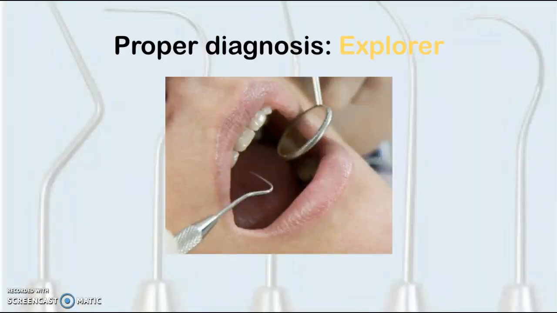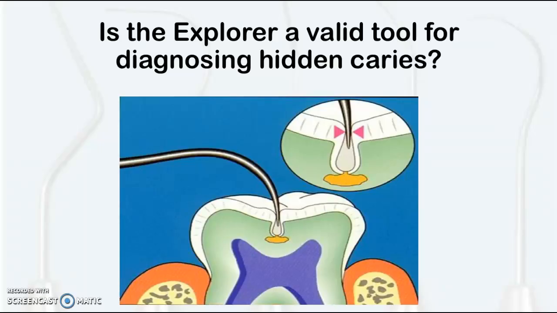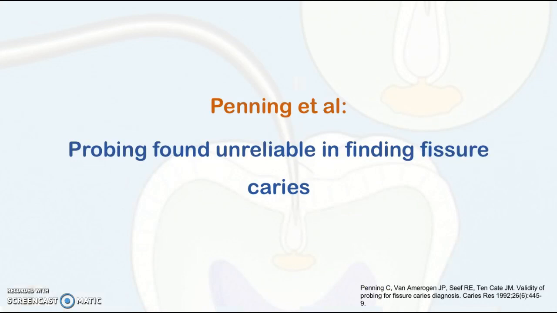So, what about diagnosis by explorer? Can we find hidden carious lesion using an explorer? Or the real question should be, is the explorer a valid tool for diagnosing hidden caries? So, in an article by Penning et al., he found out that probing is unreliable in finding fissure caries. So, the next question is, why is probing unreliable in finding fissure caries?